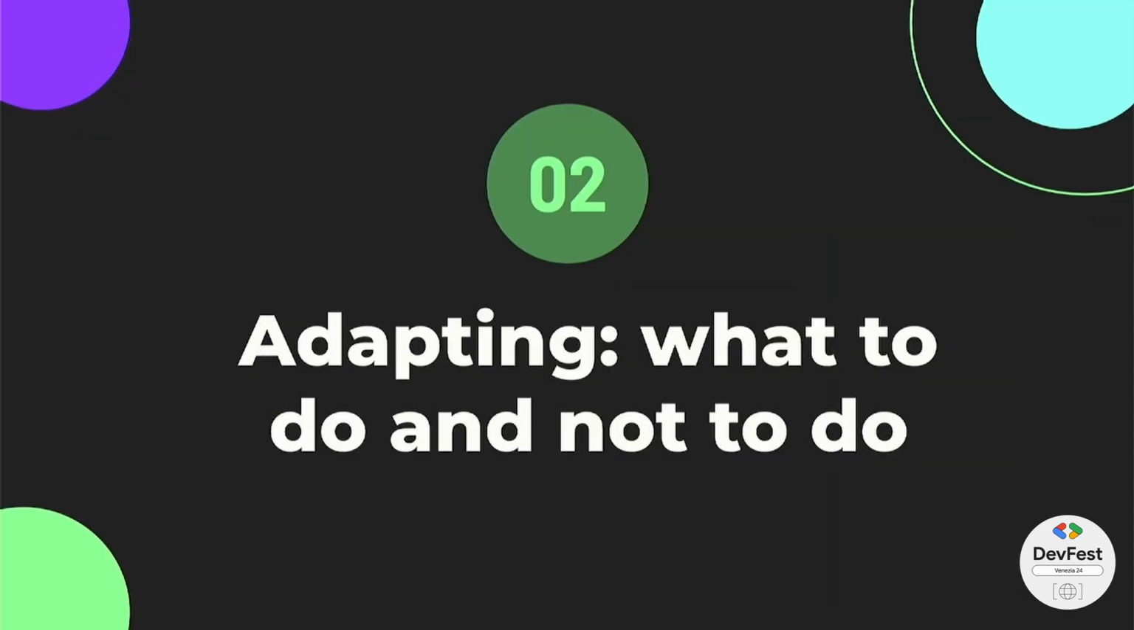So the Android documentation basically talks about what adaptive UI is, but then it also centers around what you should do as a developer and what you shouldn't do.